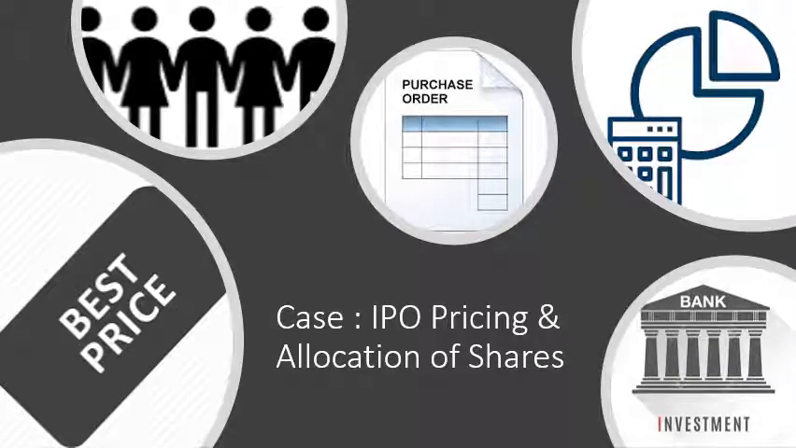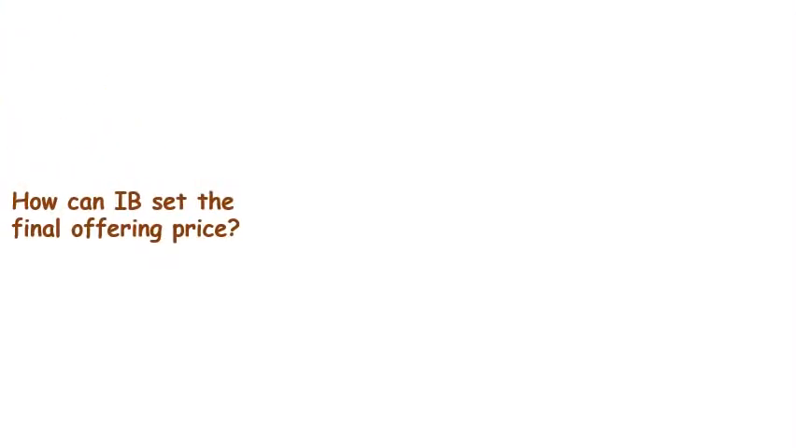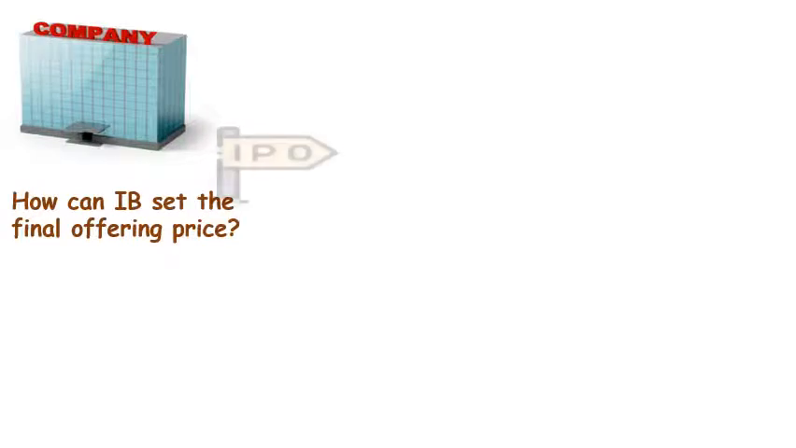In the second part of this lecture, we will introduce a mini case about IPO pricing and allocation of shares. So, how can the investment bank set the final offering price or the stock price? Let me explain this by giving a simple example. Say one company wants to go public by selling 5,000 shares.